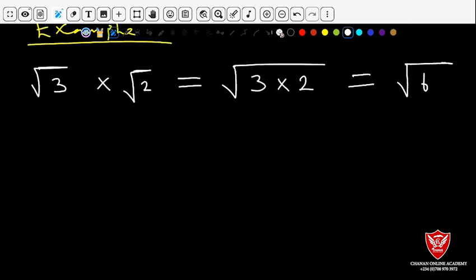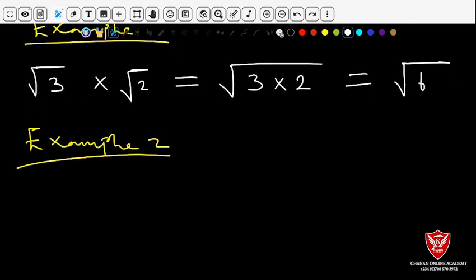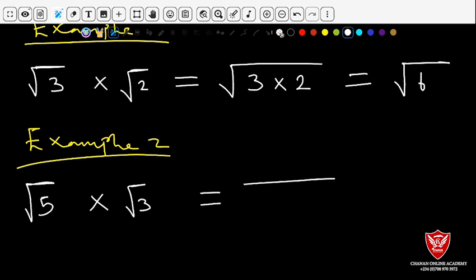Let's take another example to explain this much better. If you have the root of 5 multiplied by the root of 3, this will be equal to the root of 5 multiplied by 3, which is equal to root 15. Alright, so this is the multiplication rule.